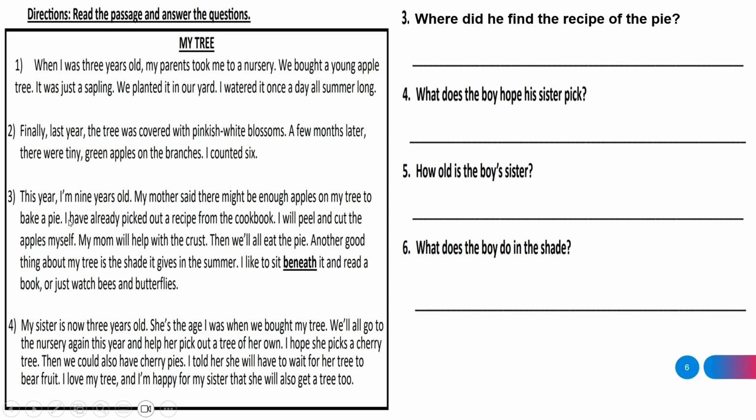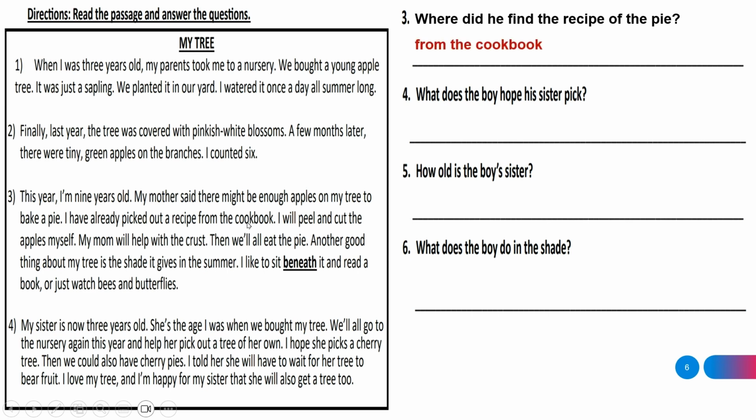He's talking about himself, but when you are going to answer you're going to talk about him. So instead of I it will be he. And instead of have, you will write has. He has already picked out a recipe from the cookbook, or as I said, you can directly write from the cookbook.